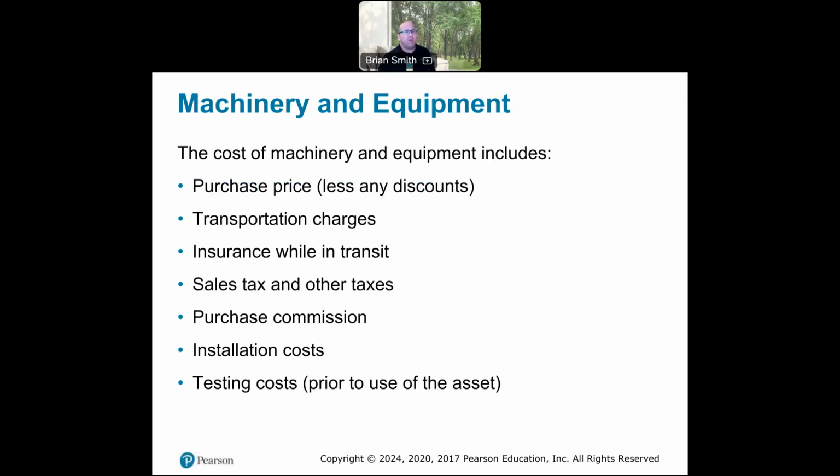Machinery and equipment: purchase price, of course, transaction charges, sales tax, installation, testing, as long as it's prior to use of the asset. Once the asset's put in place and is beginning to manufacture, any testing after that, like if something breaks and gets fixed and testing is done then, will all fall under repairs and maintenance. They are an expense that you're going to expense in that accounting period. But all this information here, and anything that is subject to getting that machine or the equipment into a usable position, will be capitalized as part of the asset.